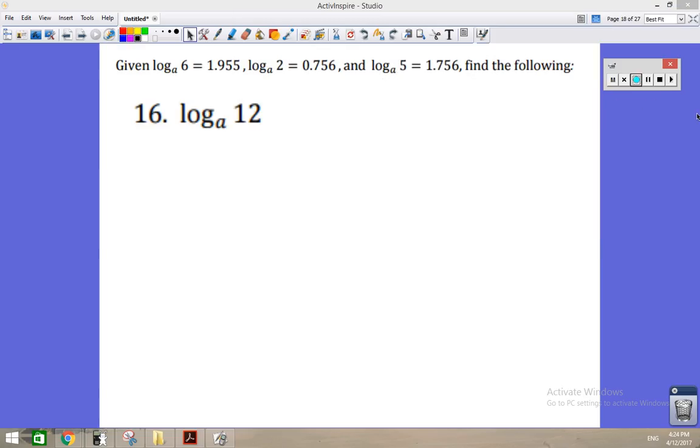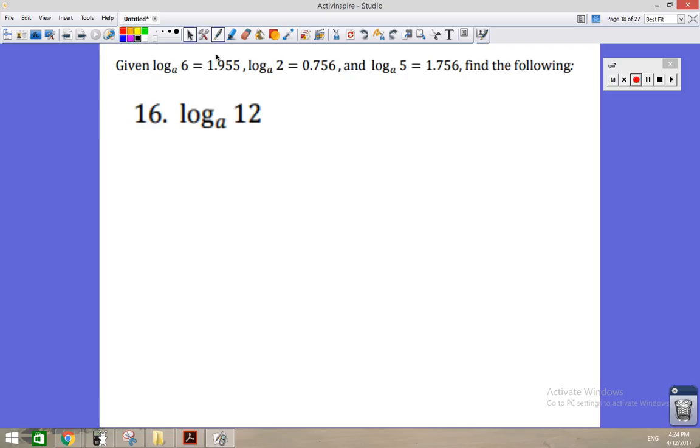Alright, so I believe this is recording. Let's take a look. We're looking at log properties. We want to follow the directions here. They want us to find a numerical value for this log base A of 12 given this other information.